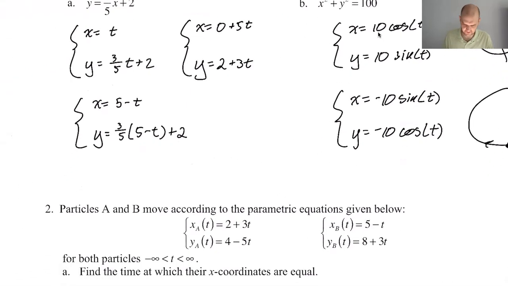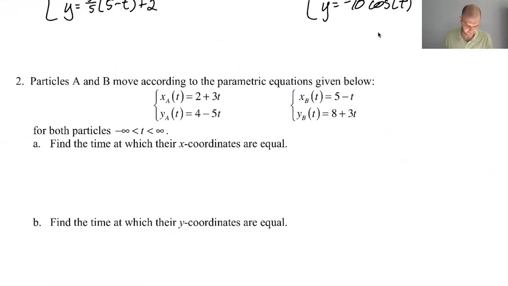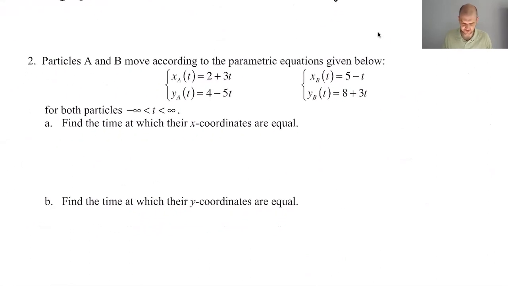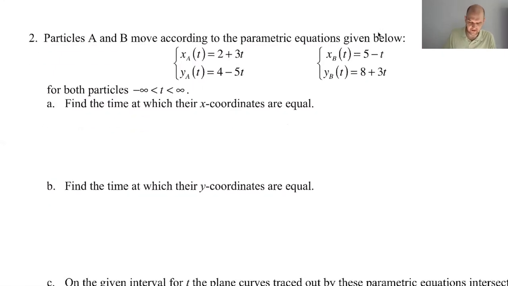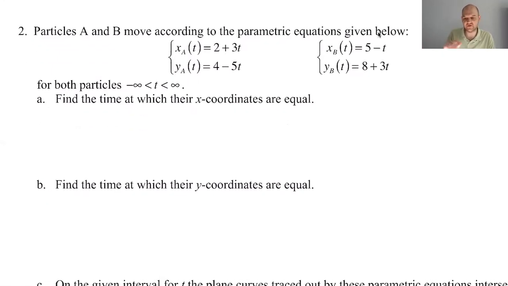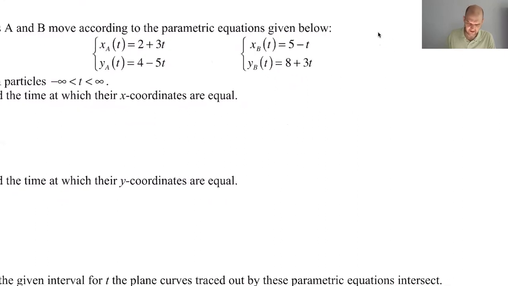All right. Let's see what the next question has for us. Particles A and B move according to the parametric equations given below. All right, so they're both moving on lines. Find the time at which their x coordinates, so just their x coordinates, are equal. Now, maybe at that time their y coordinates are also equal. We don't really know. It doesn't really matter. We're trying to find the time at which their x coordinates are equal. So that's actually like a weird concept. And when you get to 3 dimensions, it matters even more.